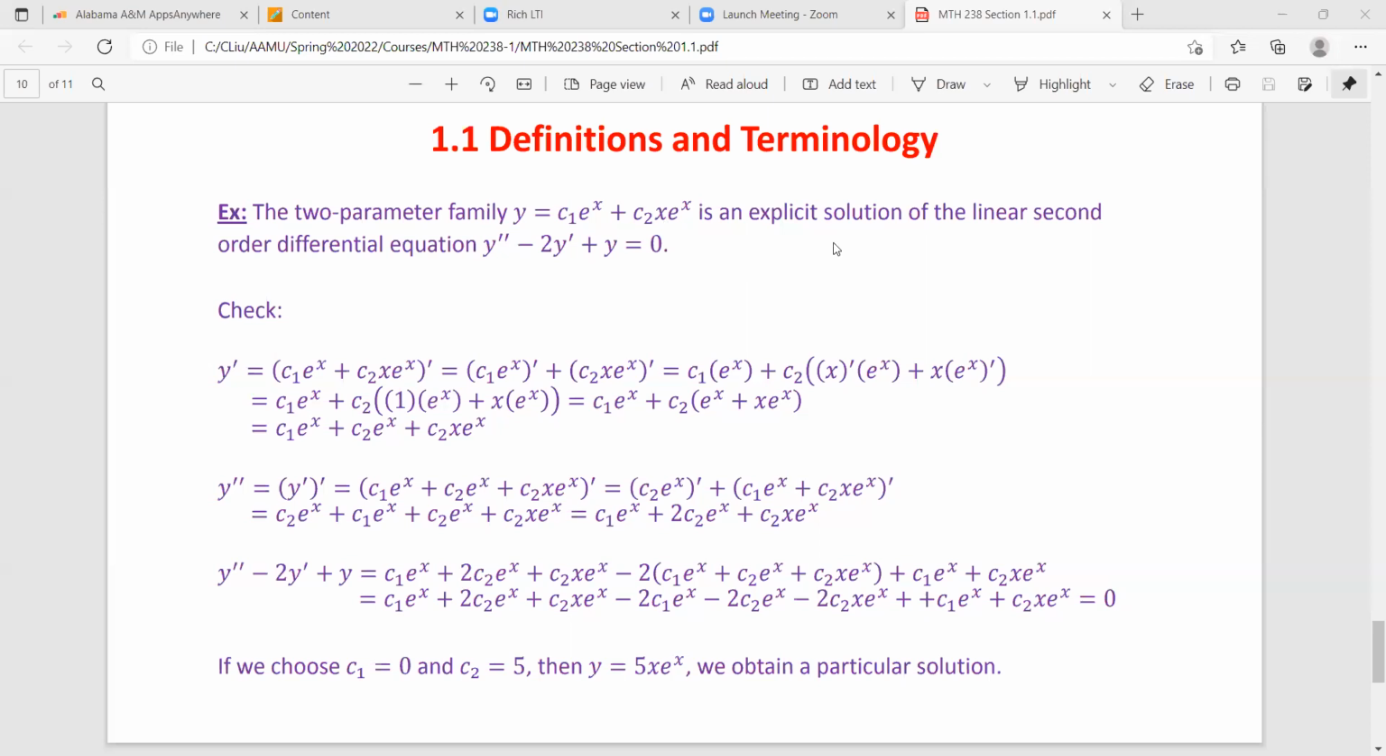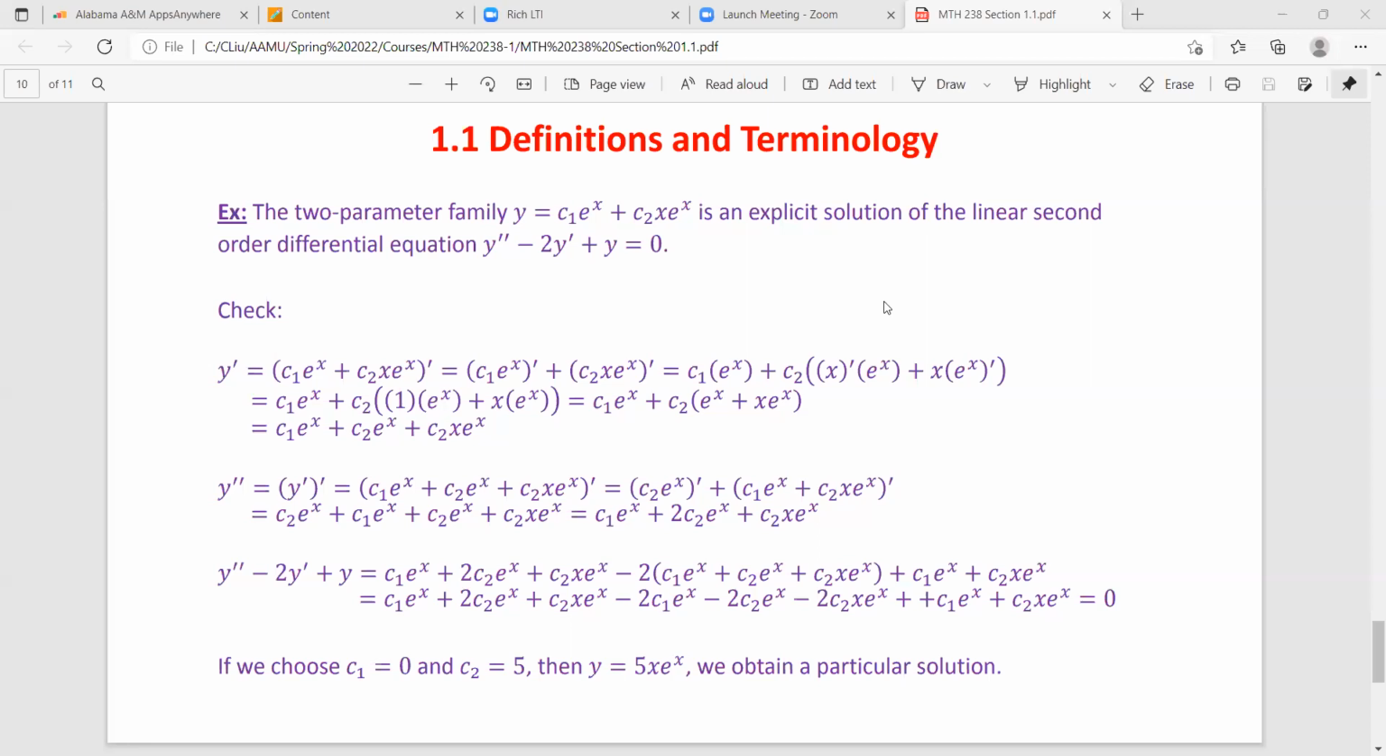And this is an explicit solution because y is written in terms of x explicitly. Remember? Okay. So we want to check that this two parameter family solution is indeed a solution to the differential equation. So again, just like we did before, we find the derivatives of this function and plug them into the equation and see whether the equation holds or not.